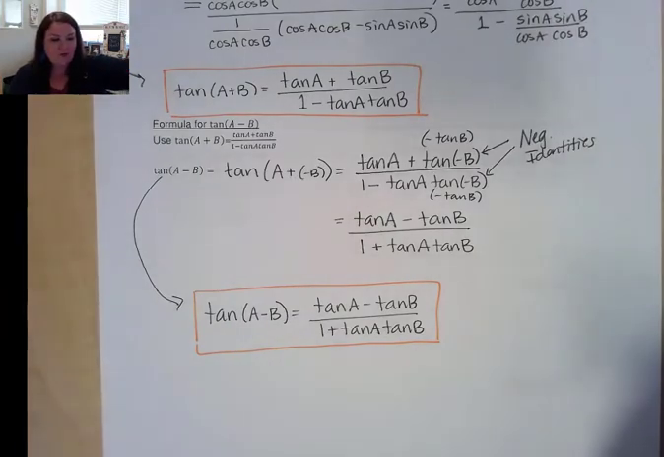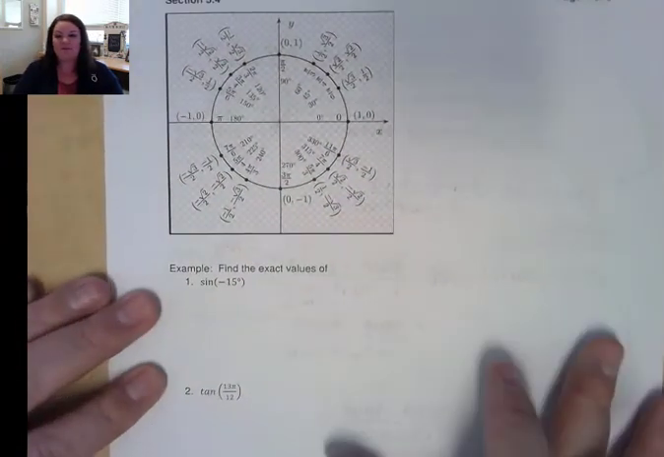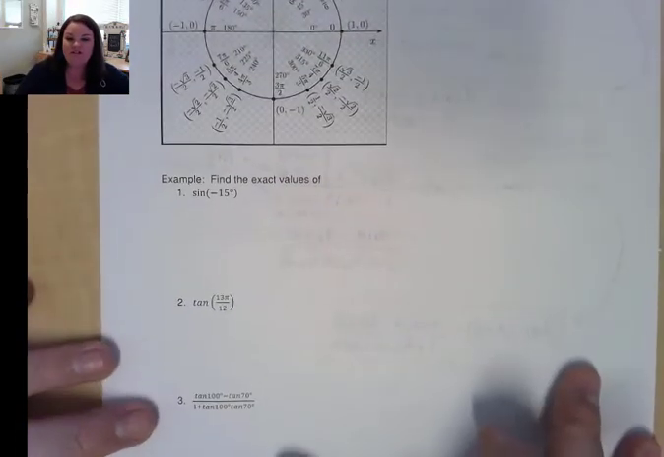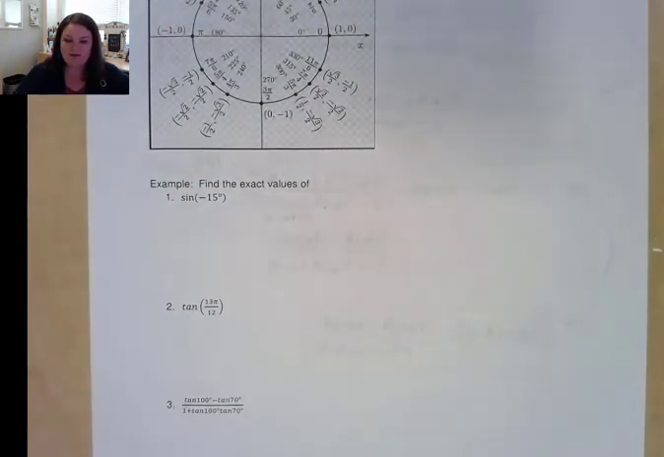Okay. So now that we have all of our formulas, that was the hardest part of this section, just deriving and getting the formulas. Now that we have them, let's look at what we can do with them. So here we have that same unit circle, to reference for values. What we're going to do now is determine which identity would be the best to use in solving these different problems.